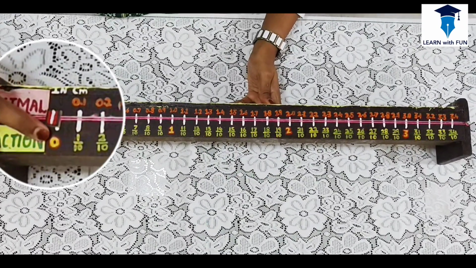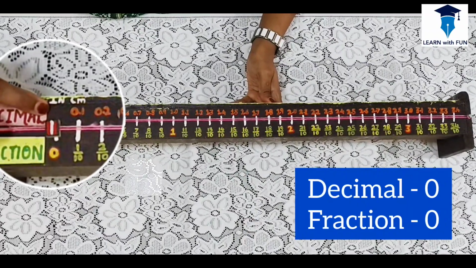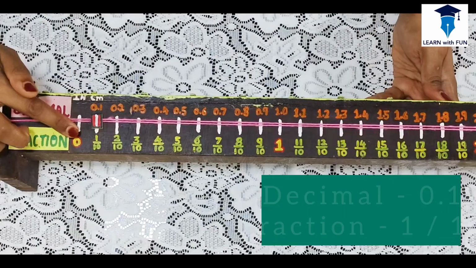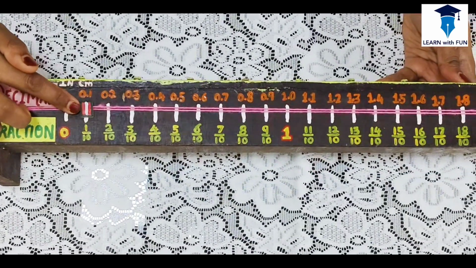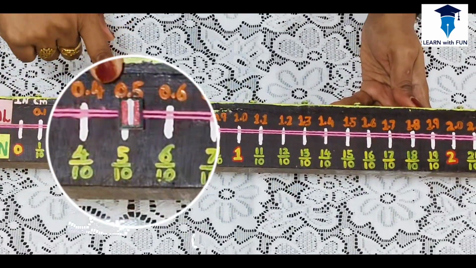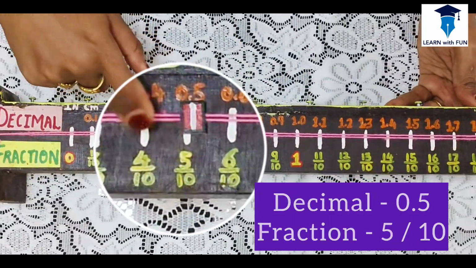Here you can observe, here it is 0. 0 will be called 0 whether it is decimal or fraction. Next, 0.1 in decimal, when you convert it into a fraction, will become 1 upon 10. Similarly, once you go further, like 0.5, 0.5 in decimal, when you convert it, you are going to get 5 upon 10.